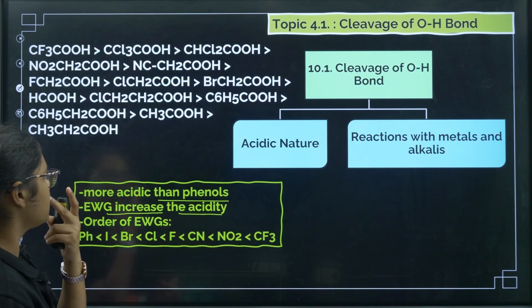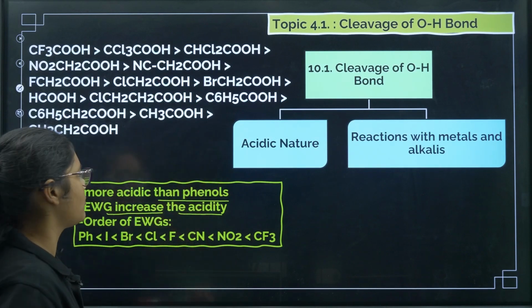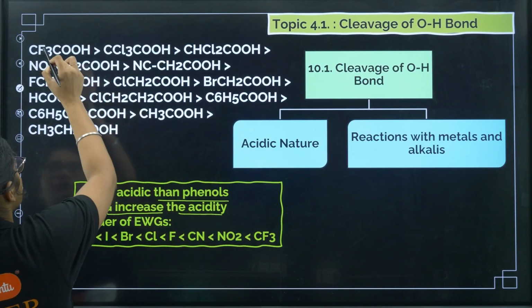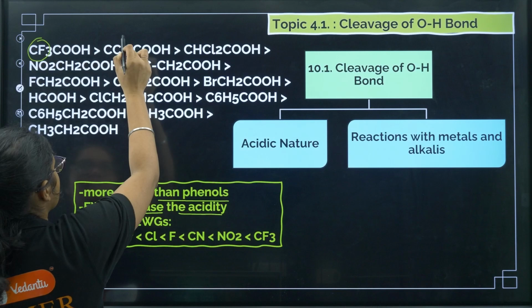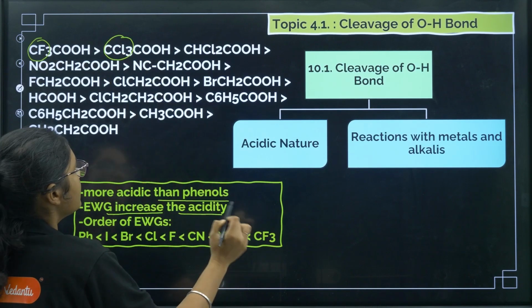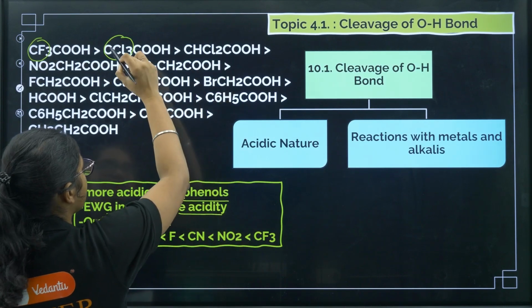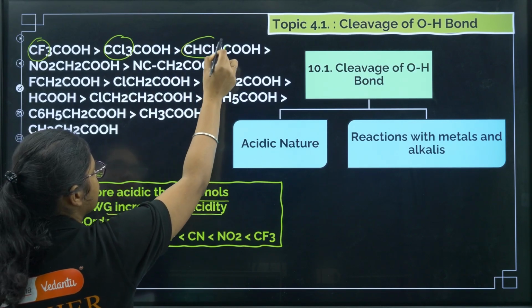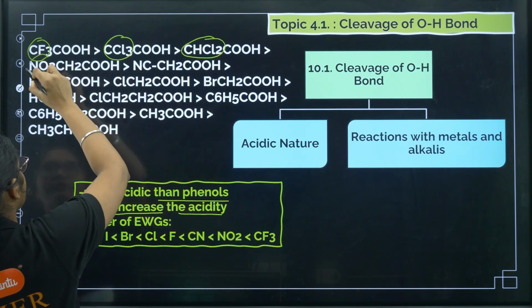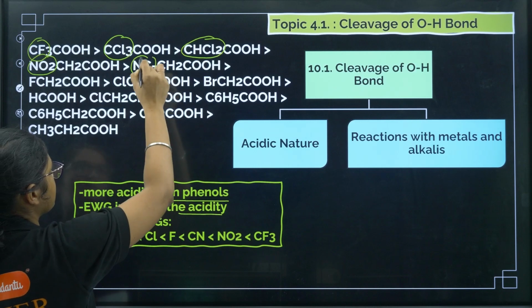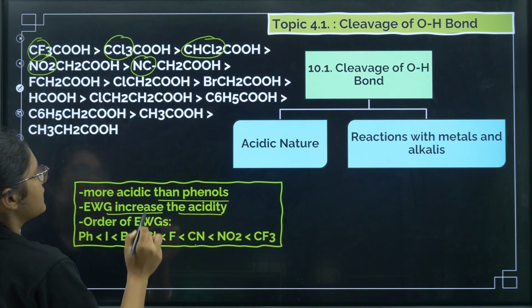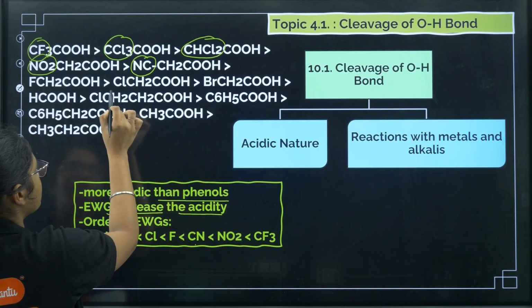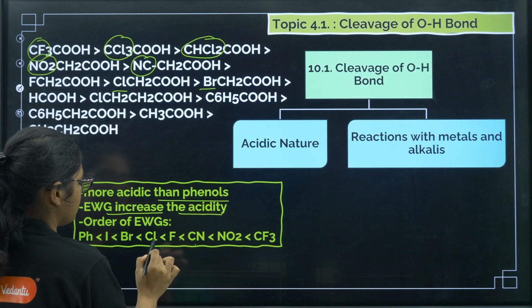So we'll see one order of acids here. Okay, this is very important. The first one is CF3. Then you have CCl3. Next there are 2 halogen groups, CHCl2. After that you have NO2 group. Next you have CN group, right? After NO2 there is CN. Then you have the normal fluorine group, chlorine group, bromine group.